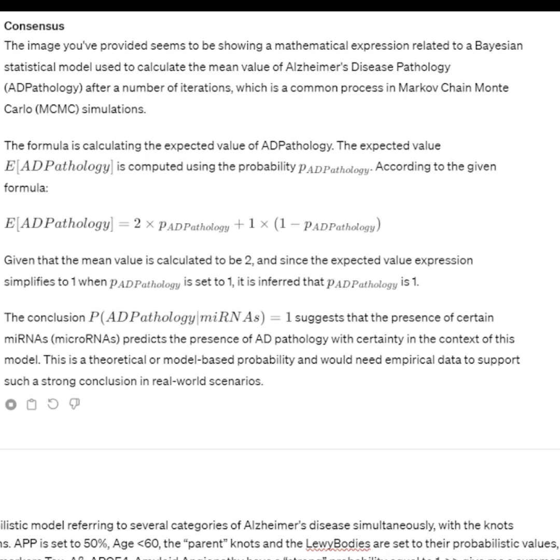According to the given formula, E(AD pathology) equals 2 times P(AD pathology) plus 1 times (1 minus P(AD pathology)). Given that the mean value is calculated to be 2, and since the expected value expression simplifies to 1 when P(AD pathology) is set to 1, it is inferred that P(AD pathology) is 1. The conclusion P(AD pathology | miRNAs) equals 1 suggests that the presence of certain miRNAs, microRNAs, predicts the presence of AD pathology with certainty in the context of this model. This is a theoretical or model-based probability and would need empirical data to support such a strong conclusion in real-world scenarios.